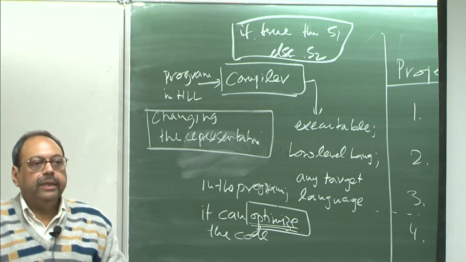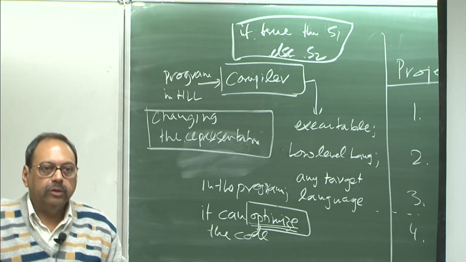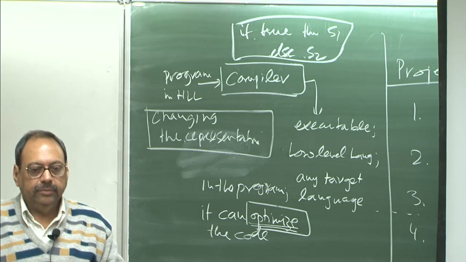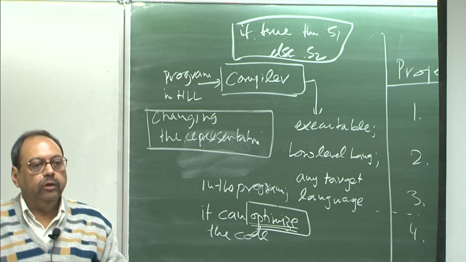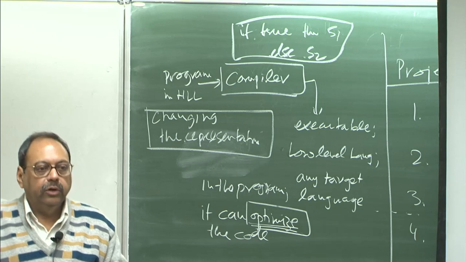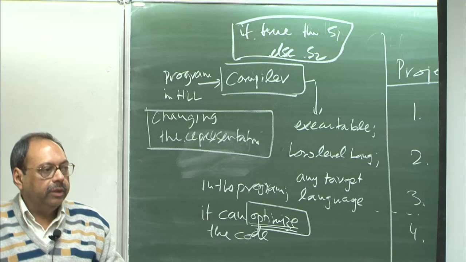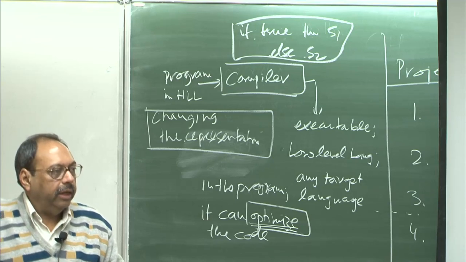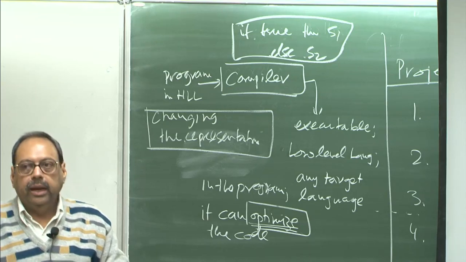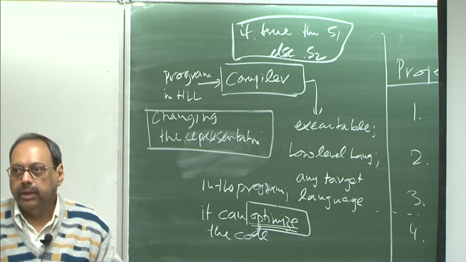So it may decide that if you say multiply by 2, there is no point multiplying by 2 because that is costly, I may as well add. So only these kinds of optimizations it can do. It cannot work at the level of algorithms. We have to understand very clearly that we are only dealing with some kind of representation, and not trying to understand what the application is. That is beyond the scope of the compiler.